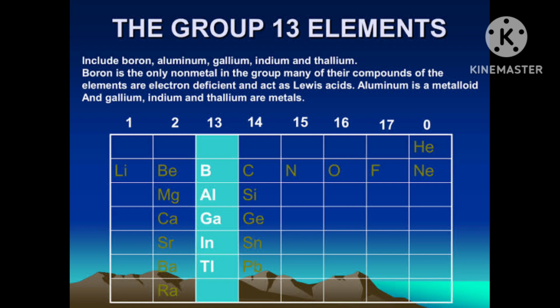The sum of the first three ionization enthalpies for each of the elements is very high. Taking the average, the sum of the first three ionization enthalpies for each of the elements is very high, and you will see how this affects things.